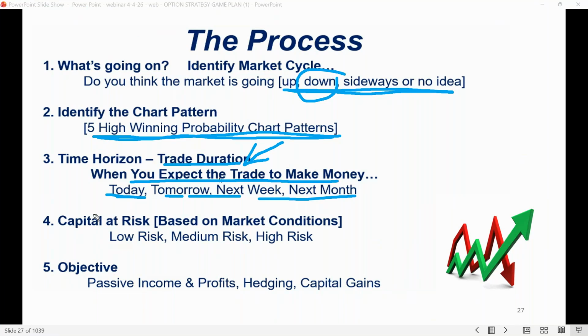The next thing, and one of the most important, is your capital at risk. Based on the market conditions, there's always going to be uncertainty in any kind of market that we're trading.